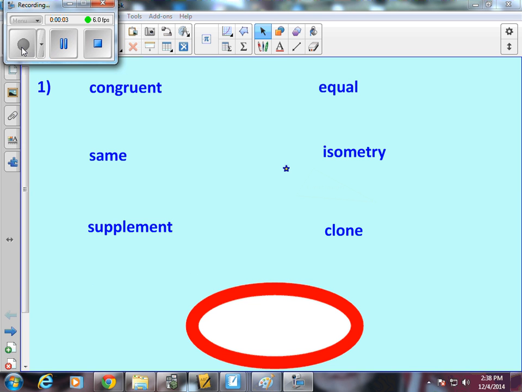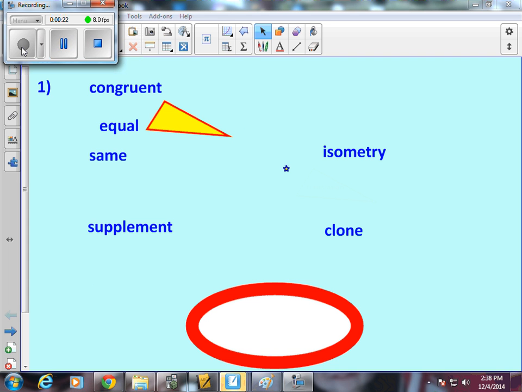File review packet part 3, more with vocabulary terms. Just trying to decide which one doesn't belong here. And from these terms, congruent is going to mean the same shape. So anything that's exactly the same is going to be equal. These three terms definitely go together.